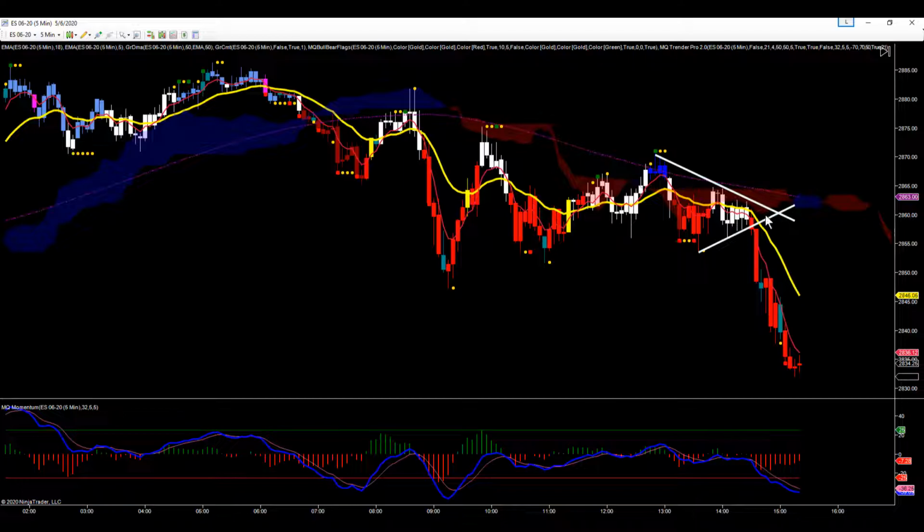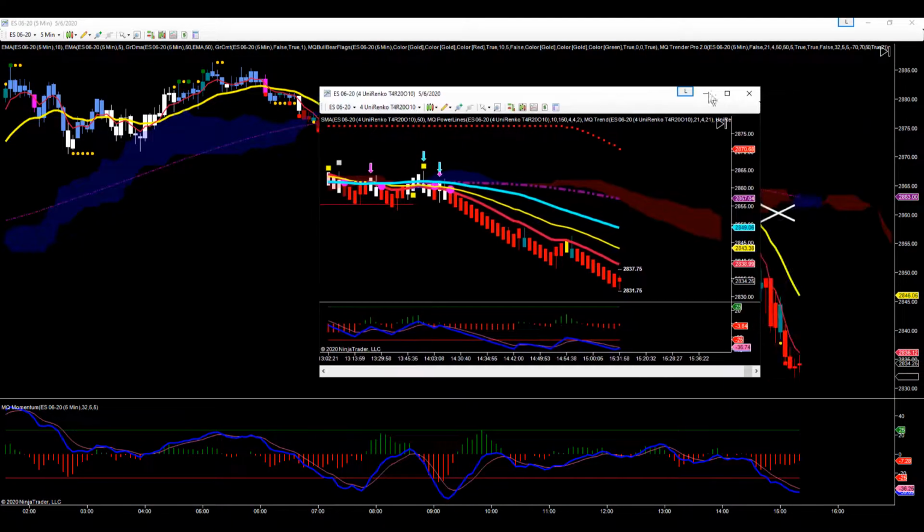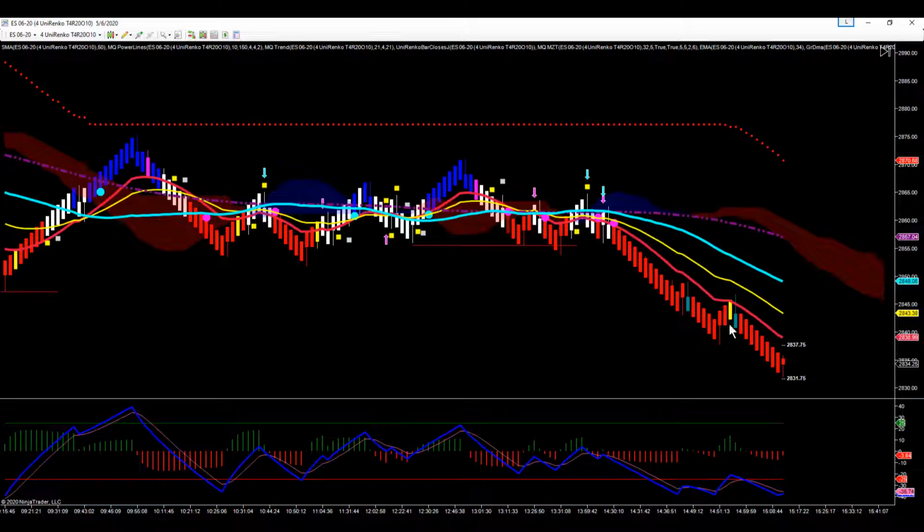But nice pennant breakout in the ES. Made a nice push to the downside. The Renko chart had a very similar setup and was a nice trade on the Renko chart. Right in here is where the compression was taking place. Right here on this wick off the 50 is where we were breaking out of that pennant.